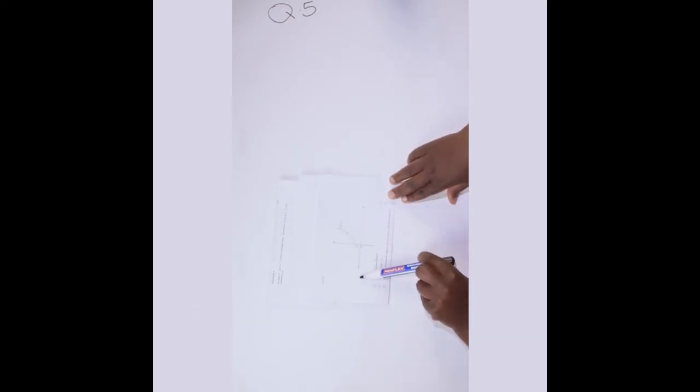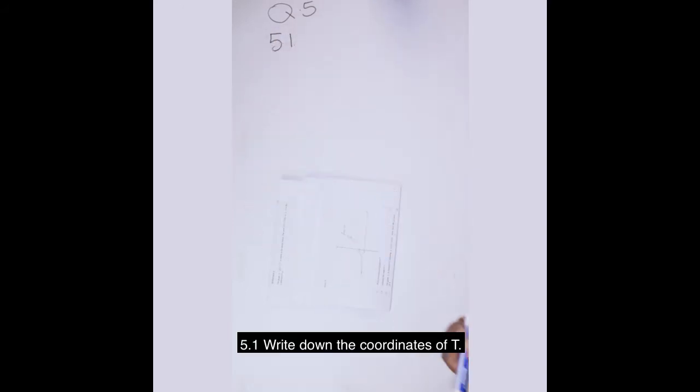This is the graph. You can see that as x is increasing, y is also increasing. On this graph we are given one point, so we can go and check the questions. All the time, when you are given a graph or an equation, you must try to relate it to what you know about the graph. 5.1: Write down the coordinates of T. We have been told that T is the y-intercept.